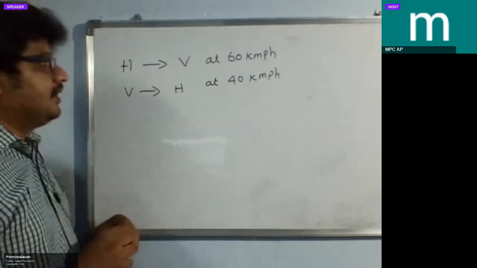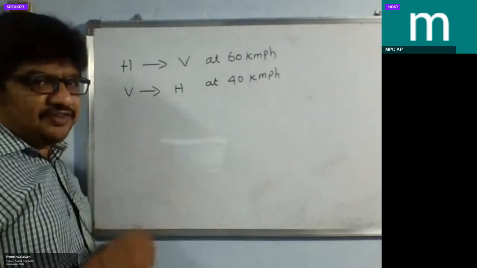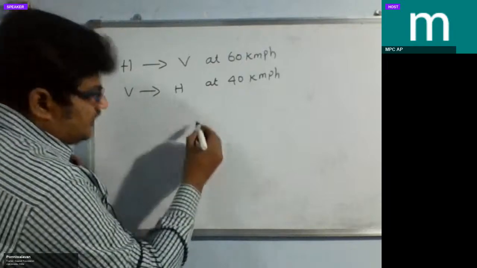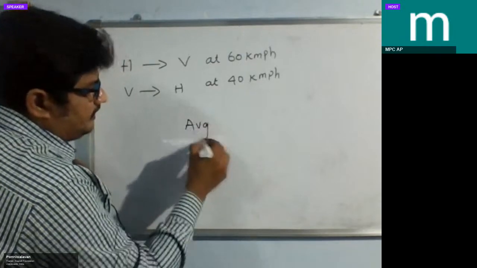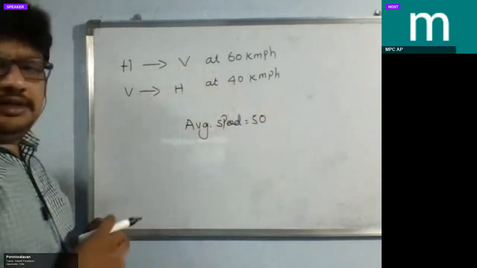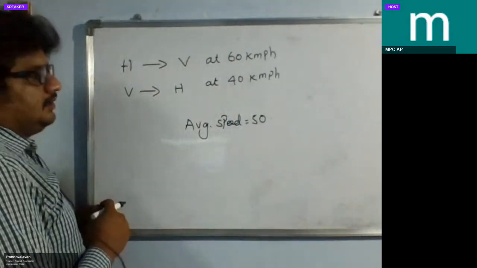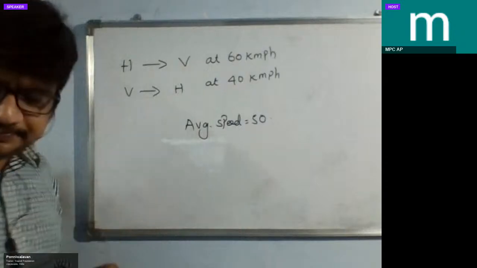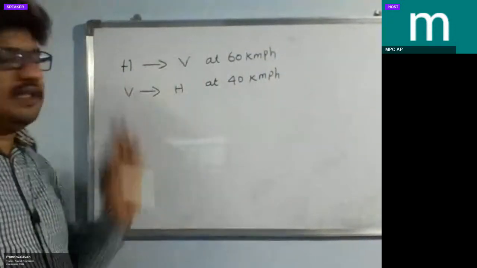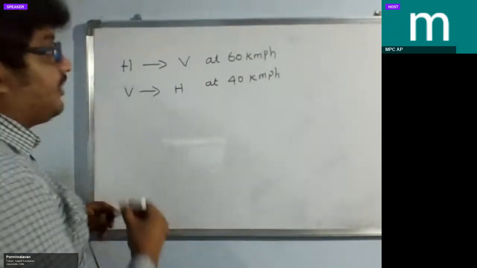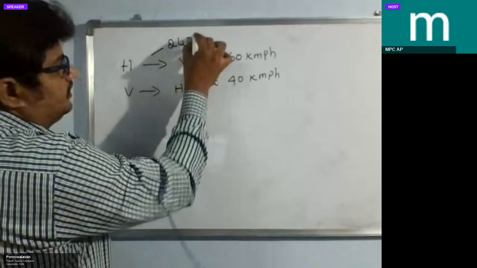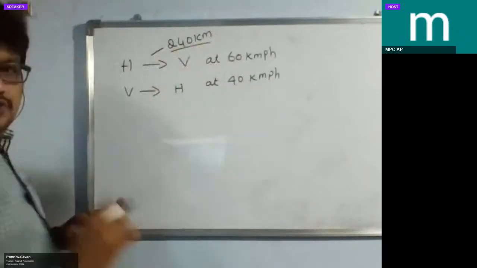Fifty, sir. Okay, shall we cross verify our answer? You are telling that the average speed is 50. For example, we consider the total distance between Hyderabad and Vizag is 240 km. Don't take it as the exact distance, let us assume 240 km.